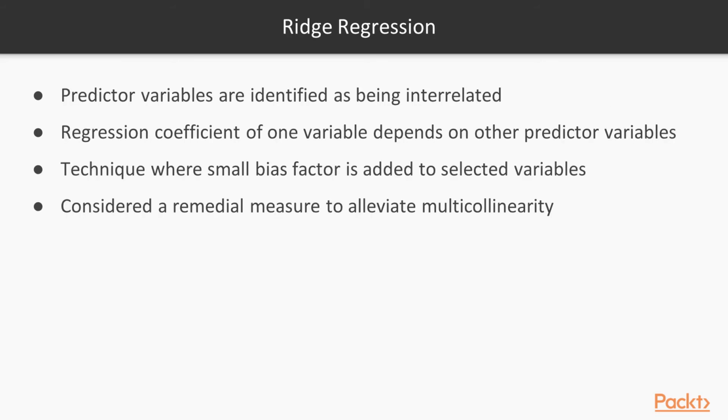Ridge regression. Often, predictor variables are identified as being interrelated. When this occurs, the regression coefficient of any one variable depends on which other predictor variables are included in the model and which ones are left out. Ridge regression is a technique where a small bias factor is added to the selected variables in order to improve this situation. Therefore, ridge regression is actually considered a remedial measure to alleviate multicollinearity amongst predictor variables.